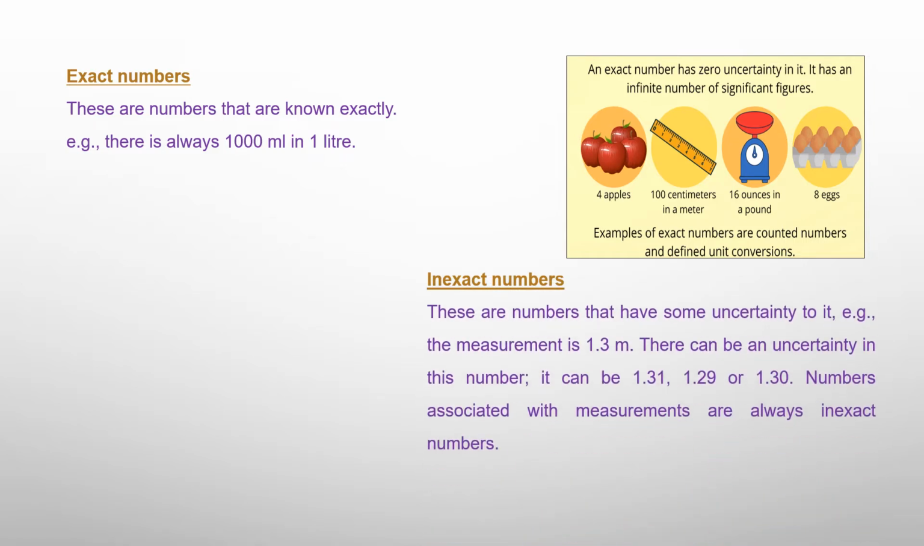However, an inexact number is going to have some uncertainty to it. Like for example, a measurement can read as 1.3 meters, but on a different device, it can read as 1.31 or 1.29. Now, all these measurements have some sort of uncertainty to them because of the different instruments used.